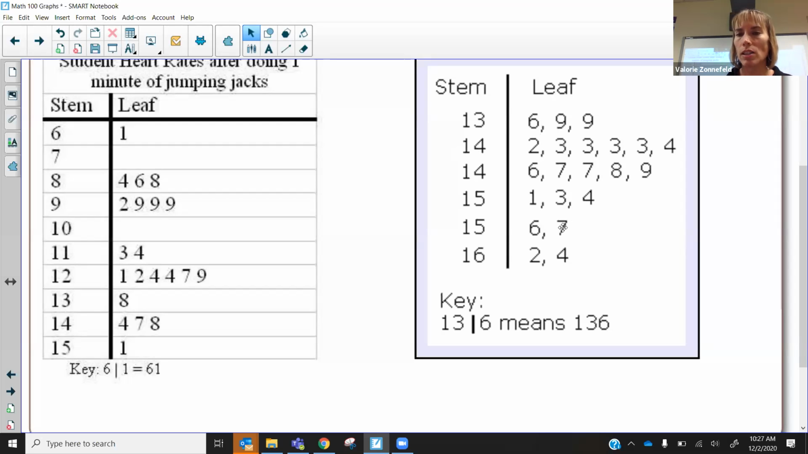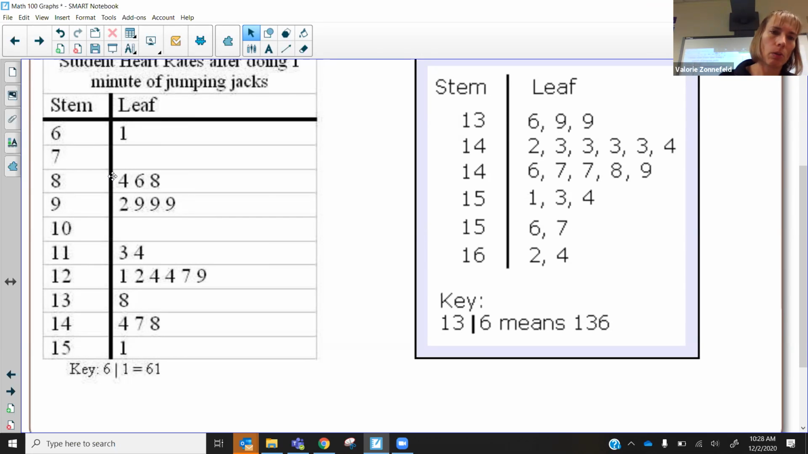So if I jump down to this 7 right here, can you type in the chat box what 7 represents? Okay, yeah, yep, you guys are getting that, 157.